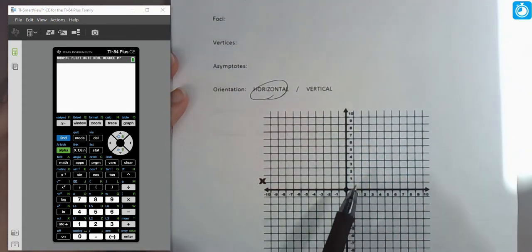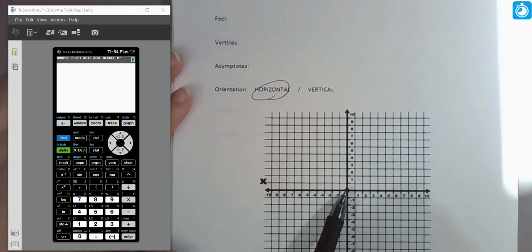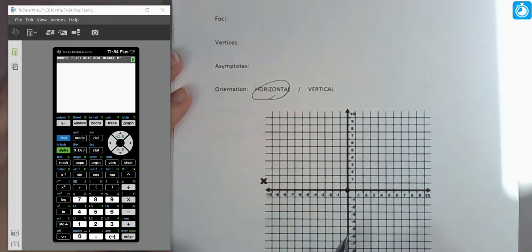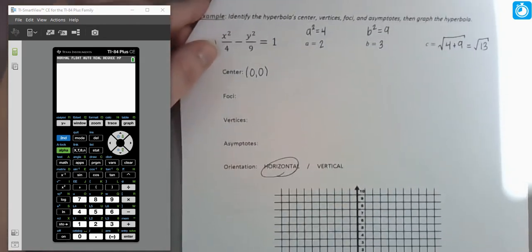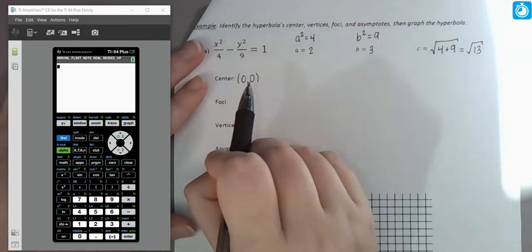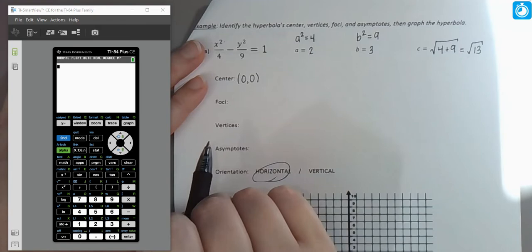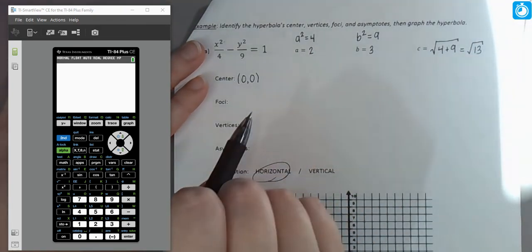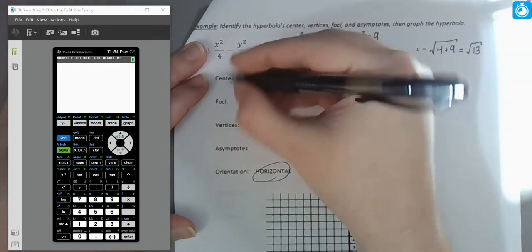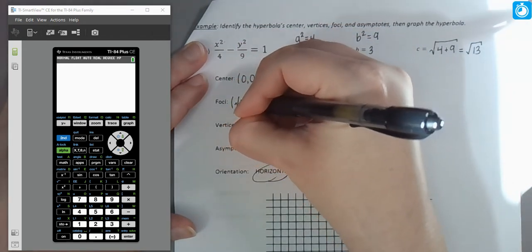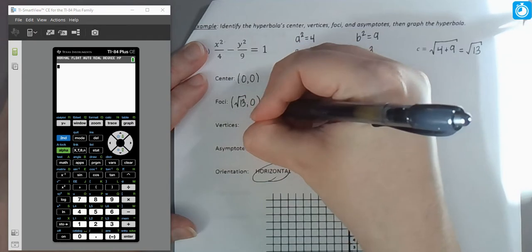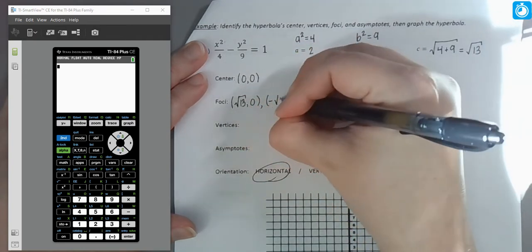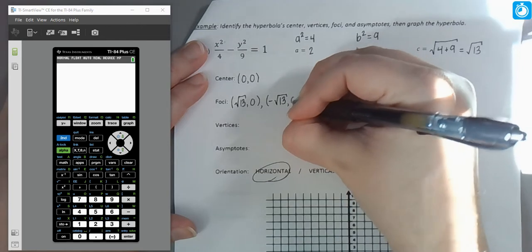Because we're talking about a horizontal ellipse, we know the foci are going to be distributed away from the center horizontally. So C units to the right and C units to the left, which means we're holding our y coordinate constant. Okay, so starting from the center, maintaining the y coordinate of the center, the two foci are going to be C units away to the right and to the left, which means we have foci at square root of 13, 0, and negative square root of 13, 0.